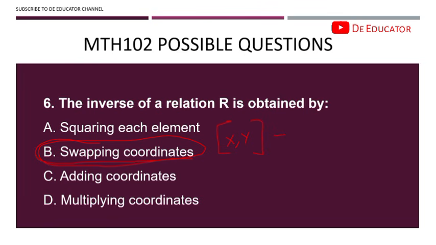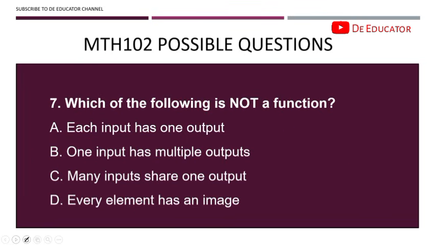The inverse is going to be (y, x). So what happened here? What happened is that we swapped the coordinates. So you can see that when we swap coordinates, we get the inverse of a particular relation. Next question: which of the following is not a function?